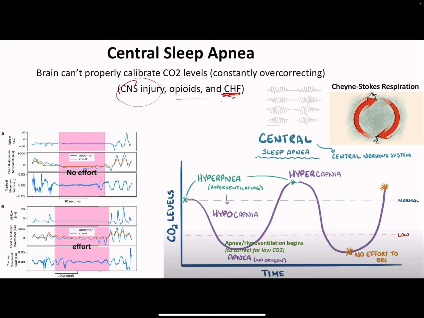The brain can't properly calibrate CO2 levels, so it's constantly overcorrecting. So for whatever reason, your CO2 levels are normal. Maybe they get a little bit high, and the chemoreceptors in your brain go, oh, CO2 is too high. Let's start hyperventilating. It hyperventilates, which blows off all of your CO2. It blows off too much. Now that it's too low, your brain wants to correct in the other direction. So now apnea, a cessation of breathing or hypoventilation, is going to correct for this, and the CO2 levels are going to rise.